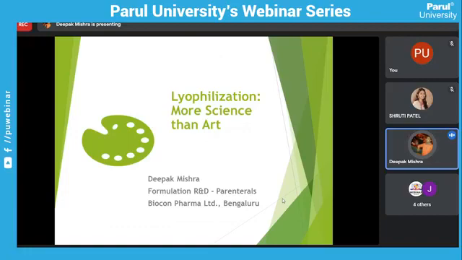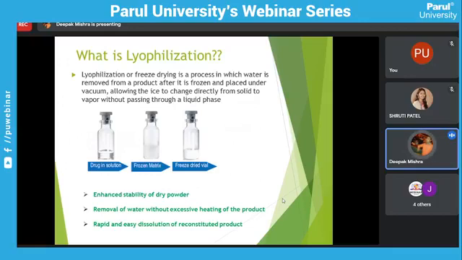I think you are all aware of lyophilization, but I will explain it again. Lyophilization, or freeze drying, is a process in which water is removed from a product after it is frozen and placed under vacuum. The vacuum is very important in the lyophilization process. It allows the ice to change directly from solid to vapor without passing through a liquid phase. So this is the process.